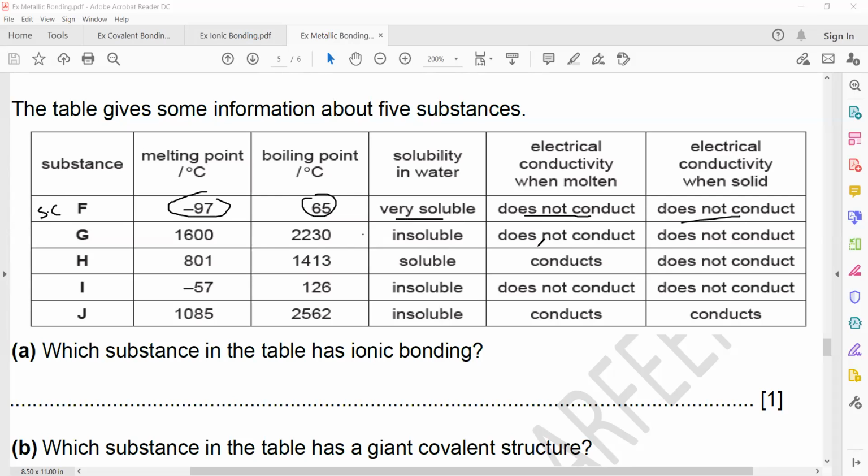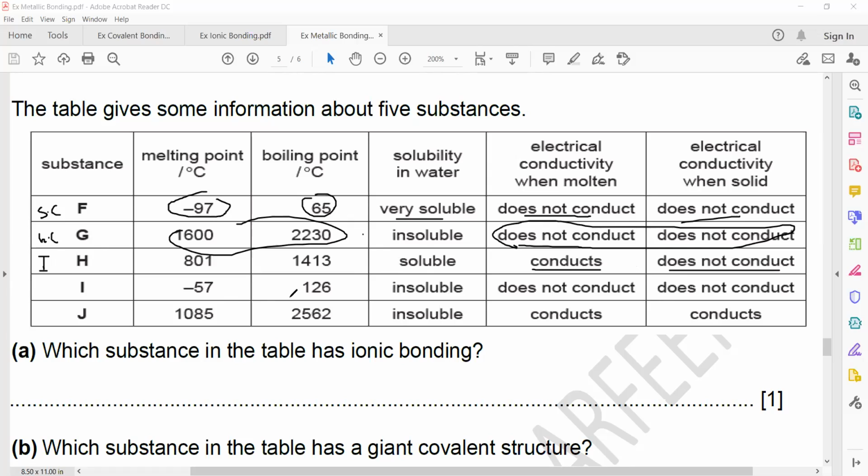The next has similar properties, it does not conduct electricity, but it has high melting and boiling point, so it is a giant covalent structure. About substance H, it is 801 and 1413. It is soluble, conducts electricity in molten state, but does not conduct electricity in solid state. What could this compound H be? Ionic bond. The bonding will be ionic and the compound will be an ionic compound.